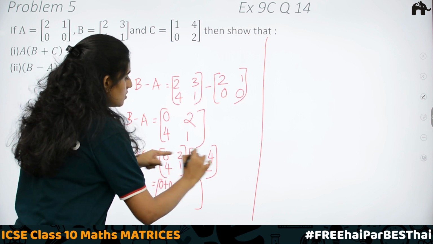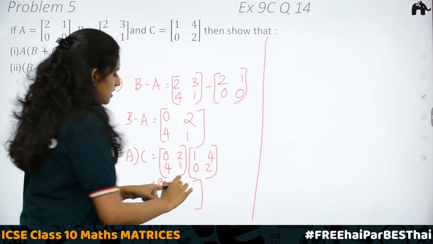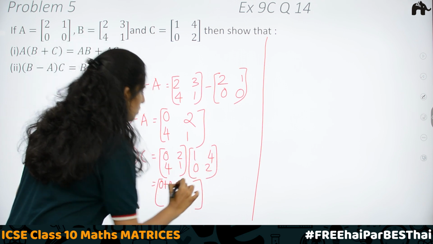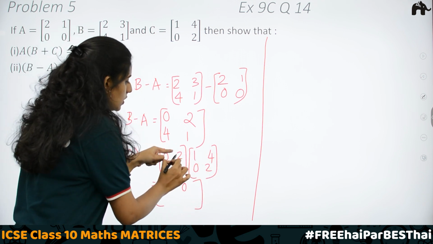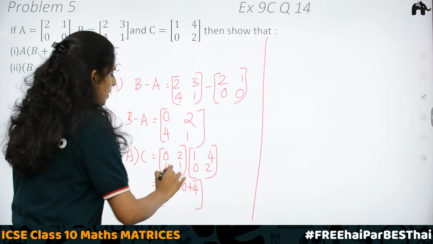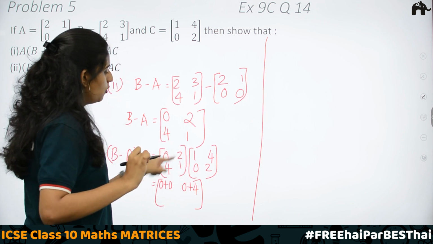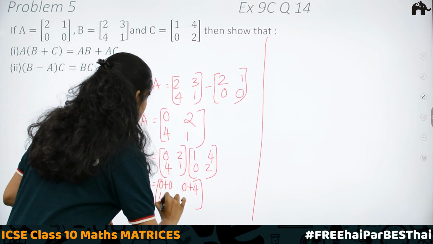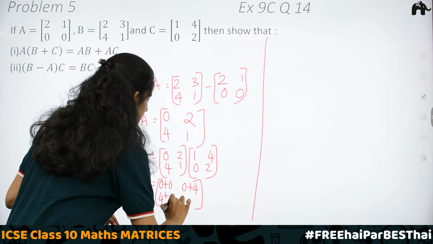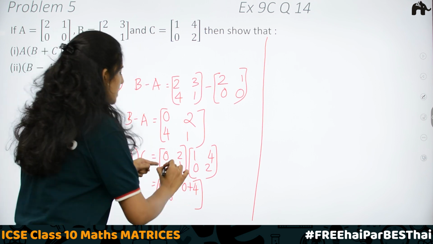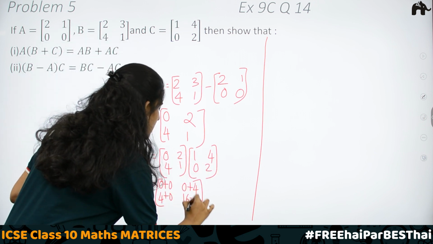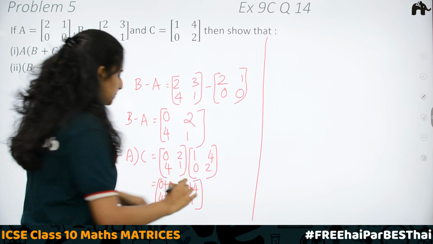Next, first row, second column. To get the second element, here we have 0, here we have 4, which means 0 into 4, 0. Next, 2 into 2, that is 4, plus 4. Third element, second row, first column: 4 into 1, 4, plus 1 into 0, 0, 4 plus 0. Next element, second row, second column: 4 into 4, 16, plus 1 into 2, 2.